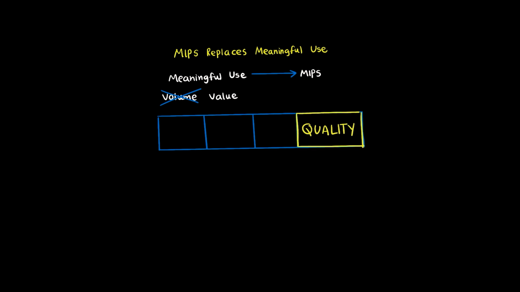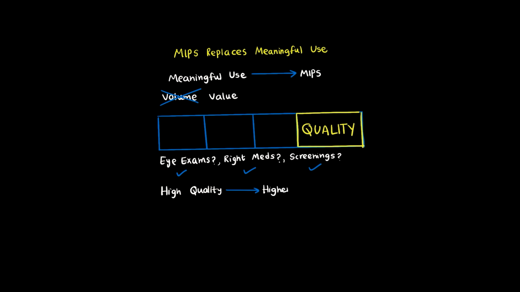The system scores physicians on 4 categories, but quality weighs heaviest. Are diabetic patients getting their eye exams? Are heart failure patients on the right medications? Are preventive screenings happening on schedule? MIPS transforms these quality measures into payment adjustments. Deliver great care, get paid more; fall short, get paid less.